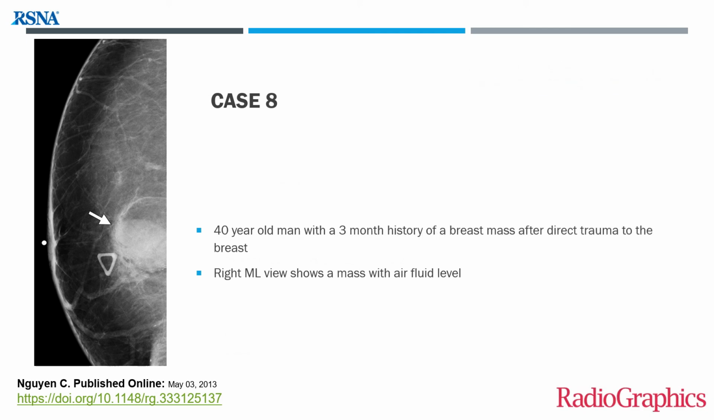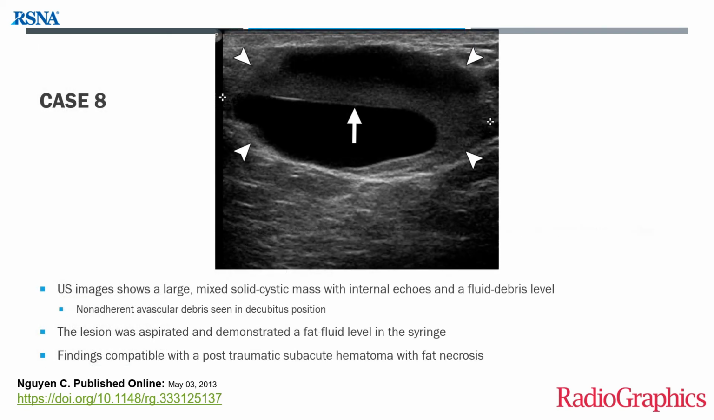In case 8, we have a 40-year-old man with a 3-month history of a breast mass after direct trauma to the breast. Right ML view shows a mass with air fluid levels. On ultrasound, we have a large mixed solid cystic mass with internal echoes and a fluid debris level. There was non-adherent avascular debris seen in the decubitus position as well. The lesion was aspirated and demonstrated a fat fluid level in the syringe, therefore compatible with a posttraumatic subacute hematoma with fat necrosis.